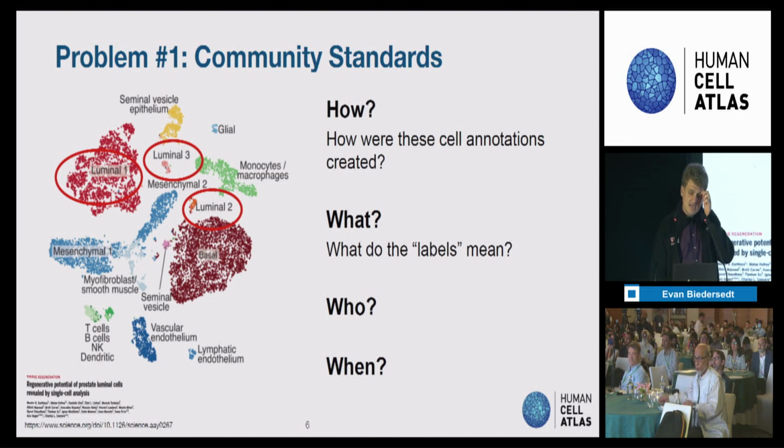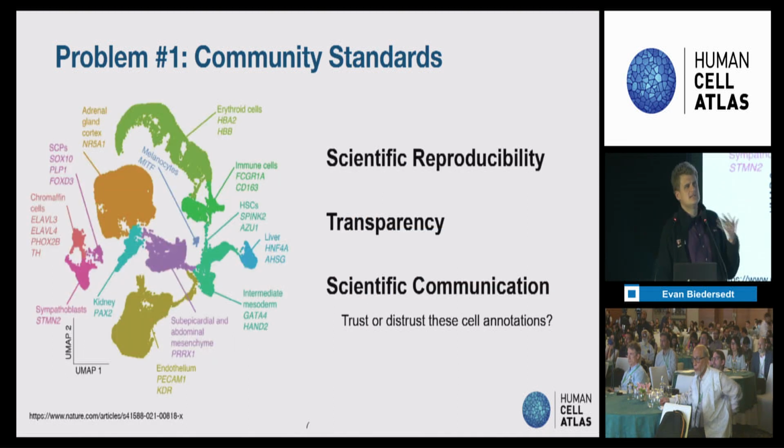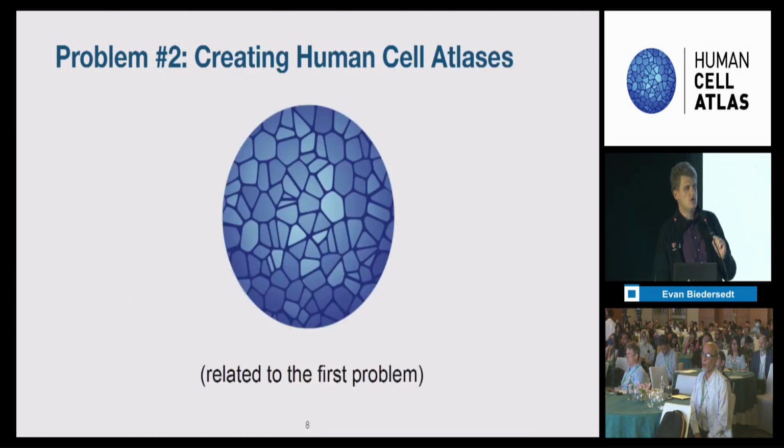So there are some basic transparency questions here and scientific reproducibility questions. And there are basic questions about how we as a community communicate with each other about what these cell annotations mean. You as a bioinformatician or as a research scientist should have some way to know whether you trust these cell annotations or you disagree with them. So that was the one motivation within this project, for which I can detail some solutions.